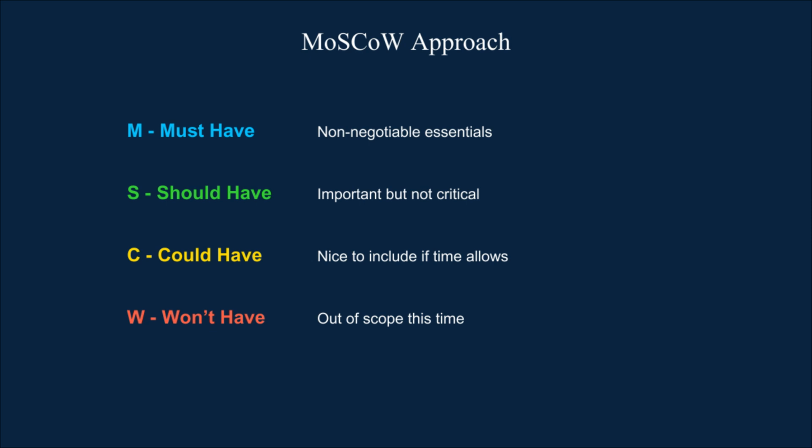Let's look into what we mean by must have. These are your non-negotiables. Without them, the project fails. Think of a banking application. Users must be able to log in securely. No login means no application. Very simple. It's a must-have functionality.